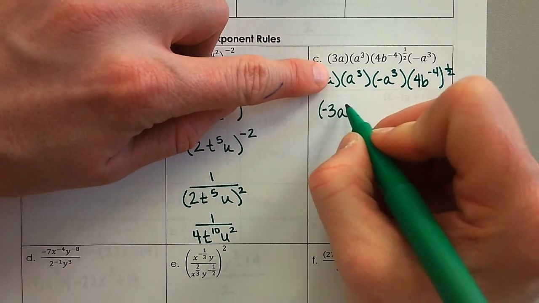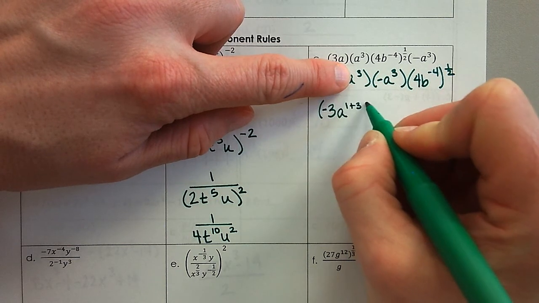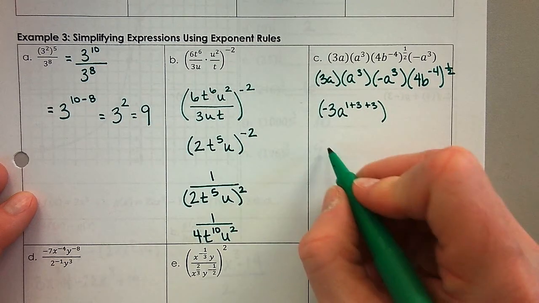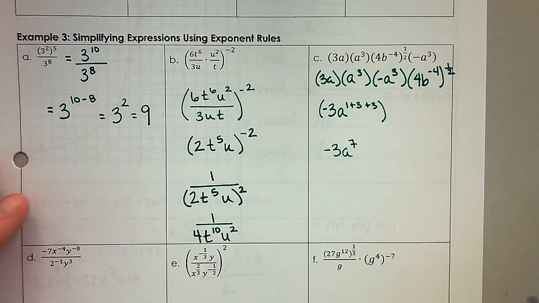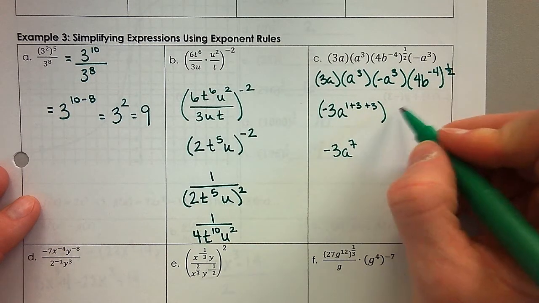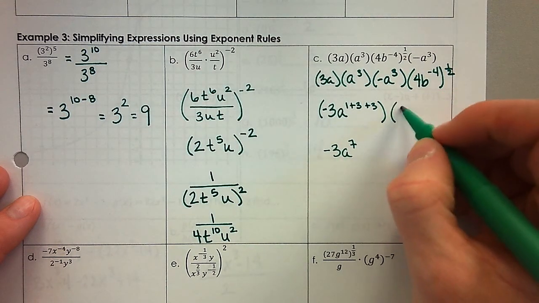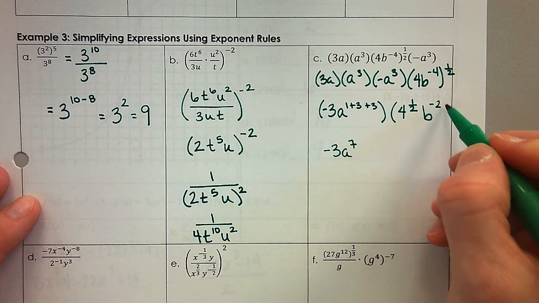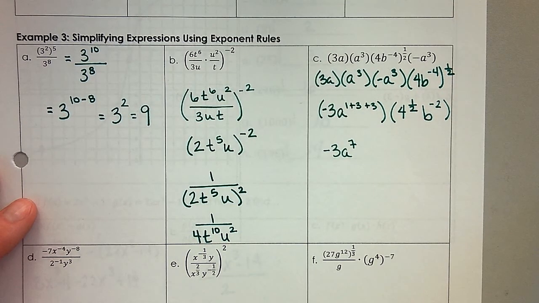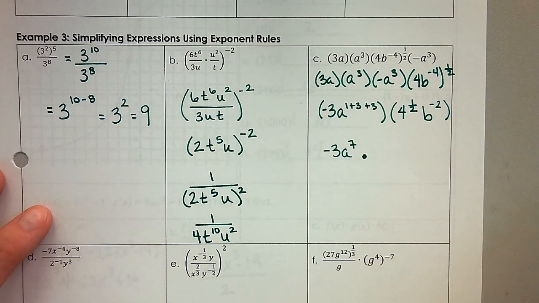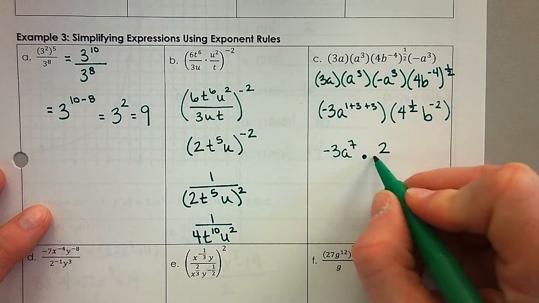A to the 1st plus 3 plus 3. So what is this? Negative 3a to the 7. Good. Okay, and then 4b raised to the negative 4 raised to the half. 4 raised to the half. B raised to the negative 2. What's 4 raised to the 1/2? 2. What's b raised to the negative 2? Where does that go? 1 over b squared. Good.